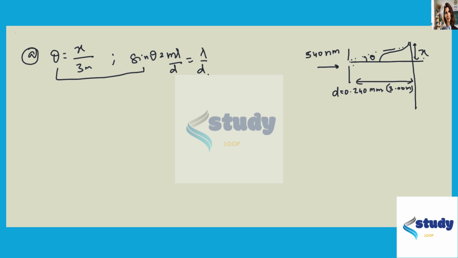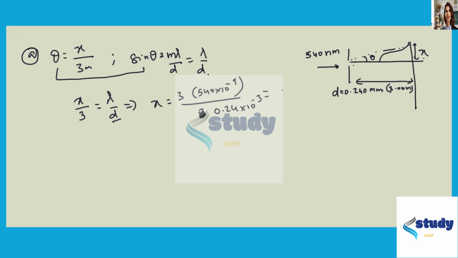So now because theta is very small, sine theta is almost equal to theta, which gives us x by 3 meters is equal to lambda by d. So x is equal to 3 into 540 nanometers divided by d. I'm sorry, d is the aperture width, so that is 0.24 millimeters, so that's into 10 power minus 3, which makes x 6.75 millimeters.